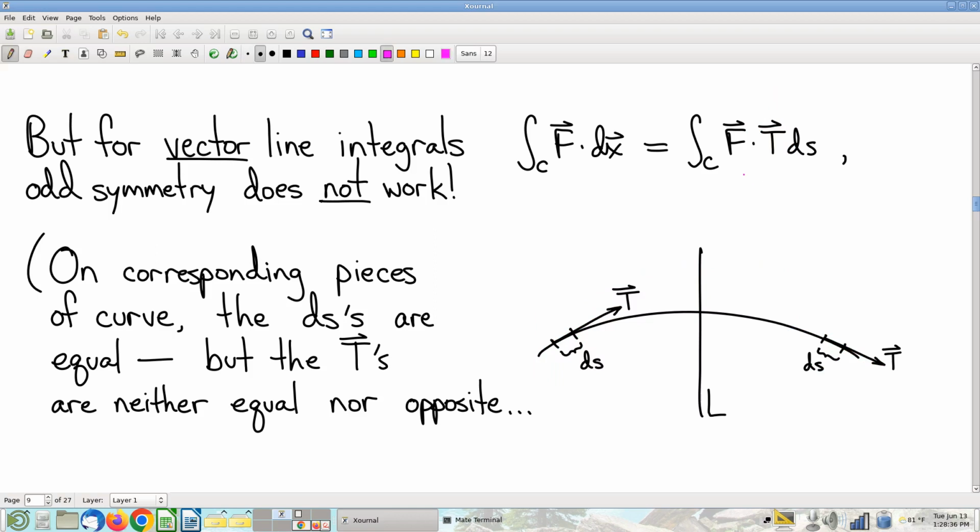Quick cultural note, there is a different kind of symmetry theorem for vector line integrals, but it is not oddness that makes it work. And the thing that does make it work is more trouble than it's worth, and it would create more confusion. It would create more problems than it would solve for me to tell you what that symmetry theorem is that does work. The important takeaway for y'all is that odd symmetry does not work. Okay. All right.